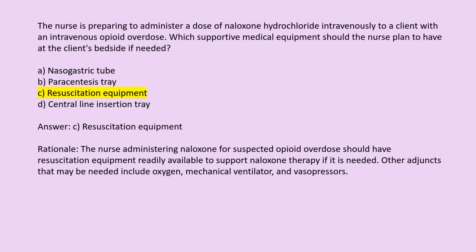Answer. C. Resuscitation equipment. Rationale. The nurse administering naloxone for suspected opioid overdose should have resuscitation equipment readily available to support naloxone therapy if it is needed. Other adjuncts that may be needed include oxygen, mechanical ventilator, and vasopressors.